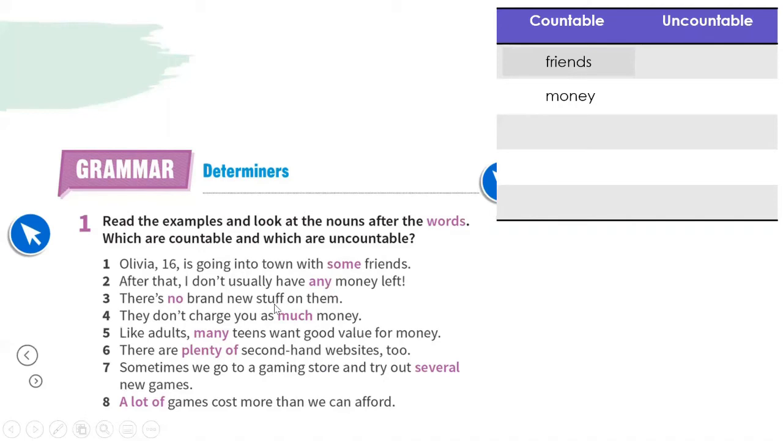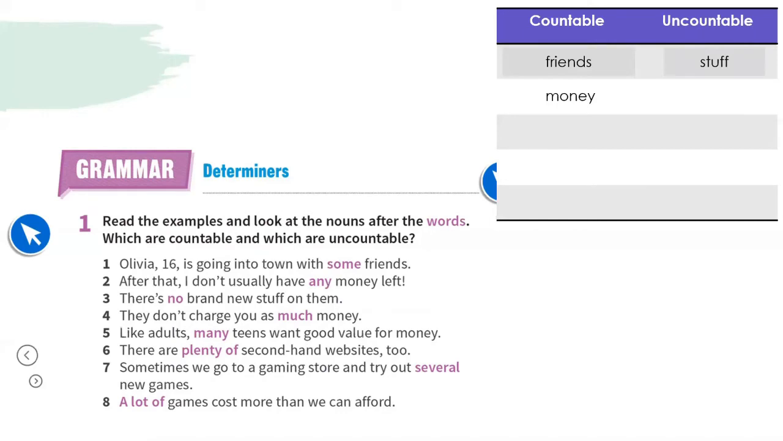We are going to do this in the classroom because this is going to be a little bit tricky if you don't pay attention. Determiner, no. Adjective, brand new. Noun, stuff. So stuff is uncountable. You cannot say stuffs.